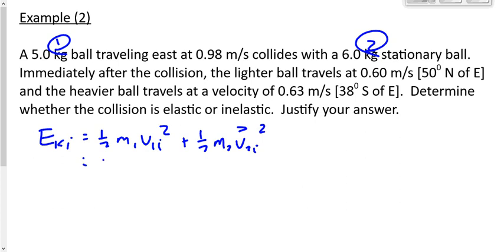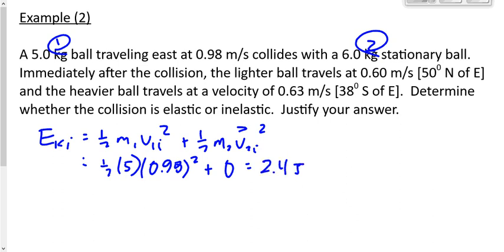The initial kinetic energy, 1/2 of 5 times, oh no, it's traveling east. Okay, that's good. 0.98 plus, this one's stationary, right? That's easy, isn't it? Let's calculate that initial kinetic energy. We find that it is 2.4 joules to 2 significant digits, right?